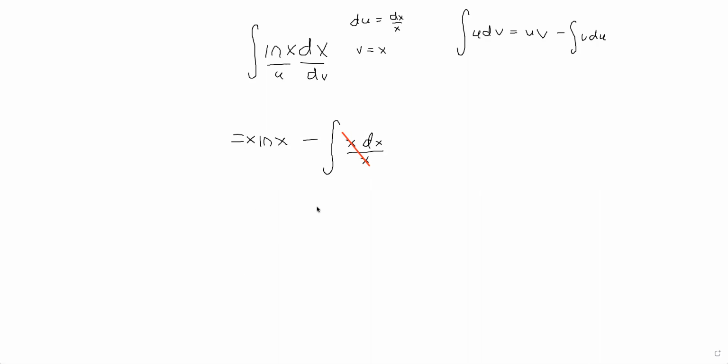So now we no longer have any x upstairs or downstairs. All we have is simply minus the integral of dx, and we know exactly what to do.